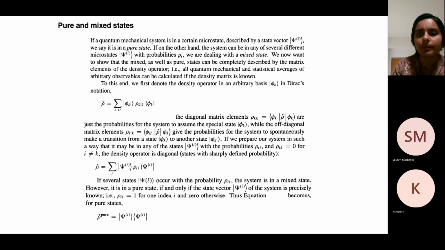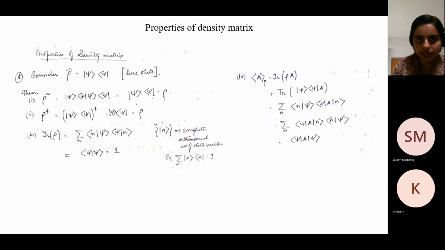But if you are not sure about your microstate, so there can be different microstates with different probabilities, then that's a mixed state. Let me give you an example. Before the example, let us first discuss the properties, and then we will see an example through a question. So consider that it's a pure state. That means your density matrix is represented by this outer product. This is the density operator.